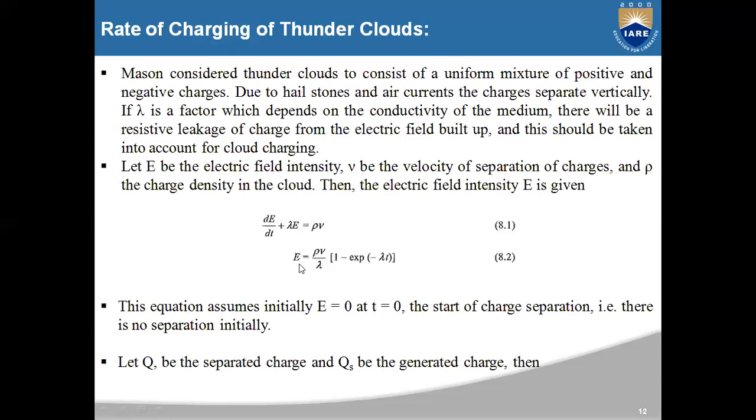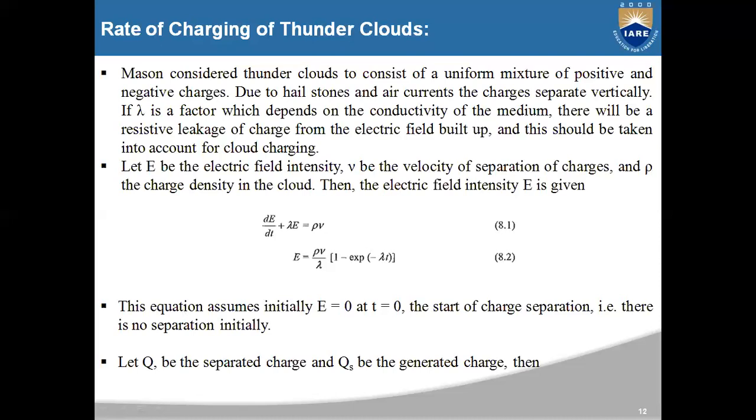That is, when we consider only equation 8.2, it will be E equals rho v by lambda into 1 minus exponential of minus lambda t. So this equation assumes E equals 0 at t equals 0. It is the assumption that this is the start of the charge separation. That is, there is no separation initially.